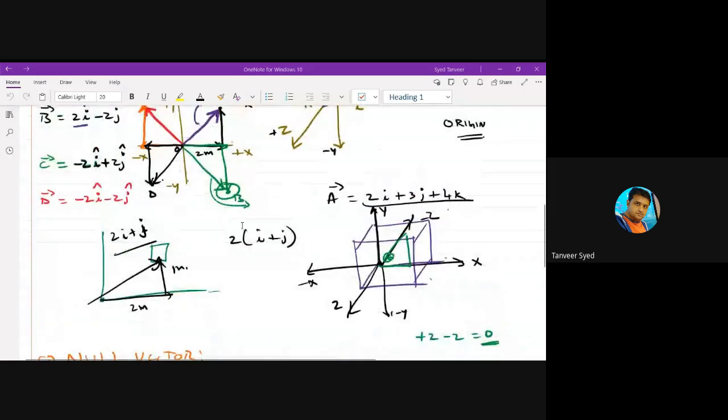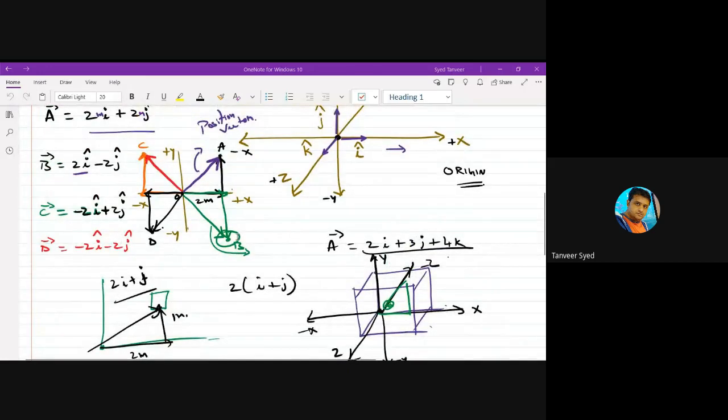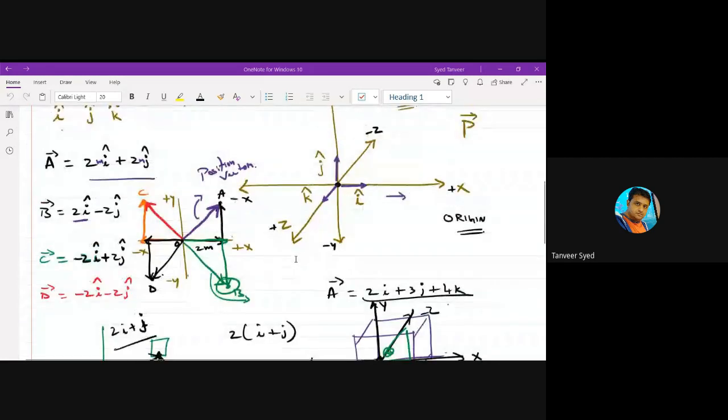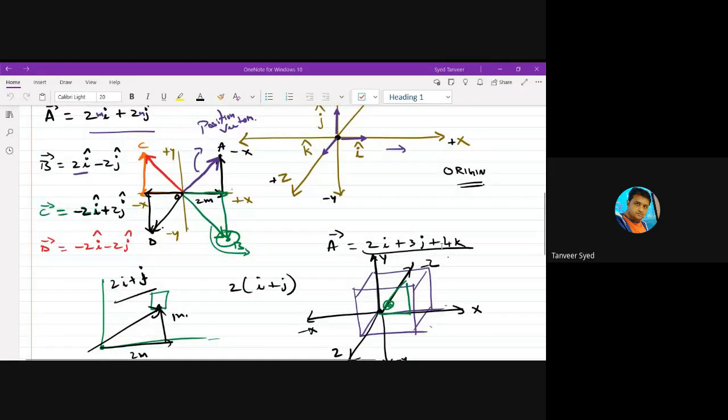Then using these unit vectors, how can we write a vector? Suppose I write a vector A equal to 2i plus 3j plus 4k, then it means that this vector A has magnitude in three directions, along i, along j, and along k. Along i, its value is 2, along j, its value is 3, along k, its value is 4. This is the standard representation of a vector in terms of i, j, k unit vectors.